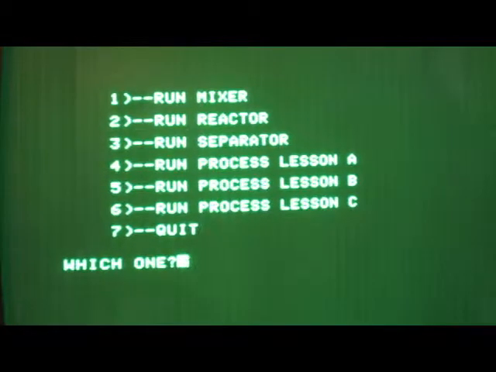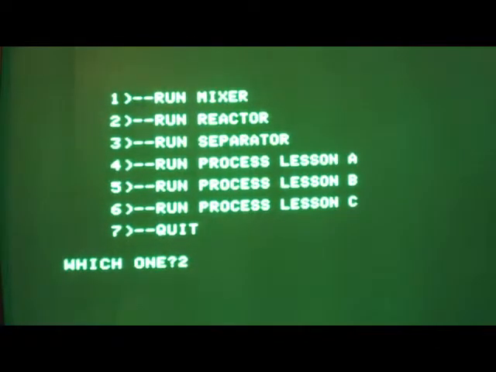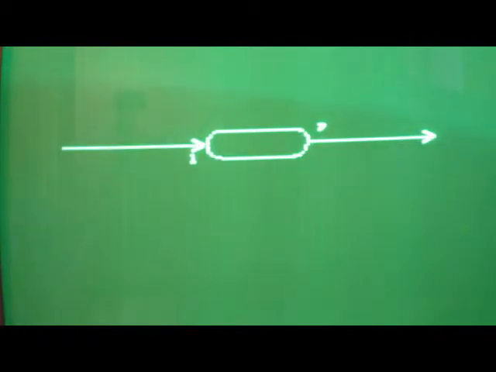Next we'll do the reactor. Notice how the picture is drawn on the screen in a fairly slow way compared to today.